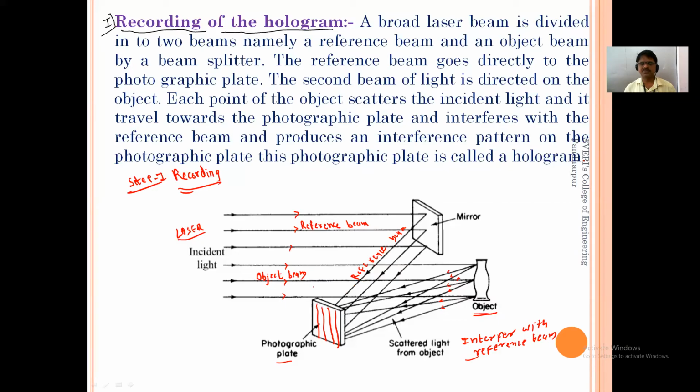The other is the object beam. This is a 3D object, illuminated with the object beam. Light is scattered from this object, and it interferes with the reference beam. This interference pattern is recorded on this photographic film, and this photographic film carrying the interference pattern is called a hologram.